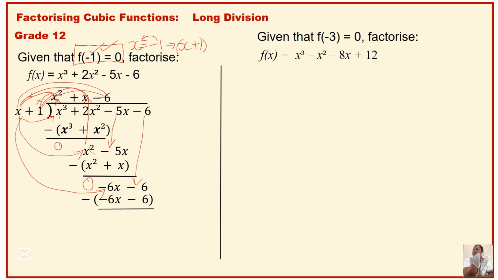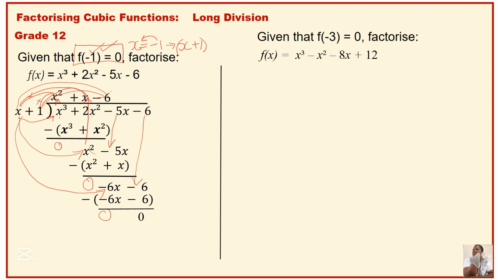So let's take notice of my subtraction here. There is a negative sign because I'm subtracting, and the number that I'm subtracting is already negative. So it's going to be minus 6x minus negative 6x. These two negatives make it positive, and that will give me 0. Minus 6 minus negative 6, I will also get another 0. Then it means my long division is complete.